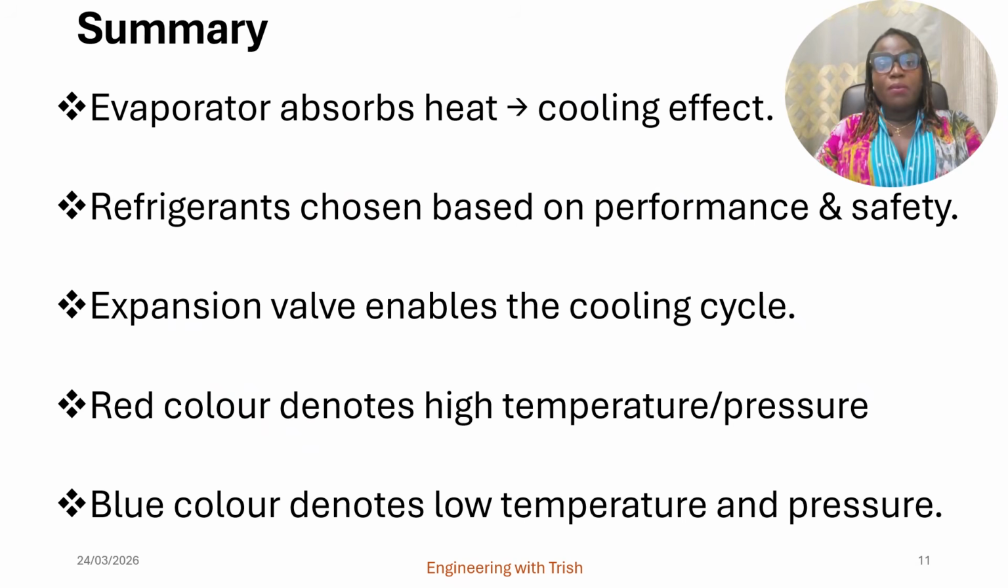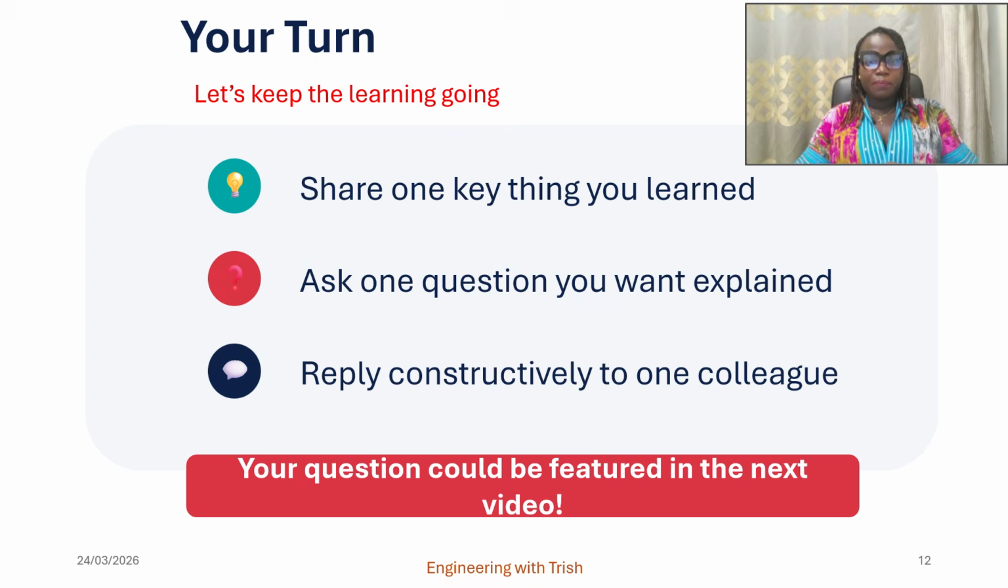So in summary, we are saying that the evaporator absorbs heat that causes the cooling effect. That is how your sachet of water got chilled or cold. We are saying refrigerants are chosen based on their peculiar properties. Usually performance is one of them, environmental impact is one of them, and safety is another. Then the expansion valve enables the cooling cycle. It thinks for the system. The red color usually denotes high temperature or pressure, and the blue color denotes low temperature or pressure.